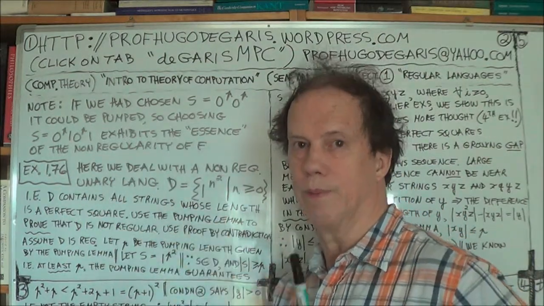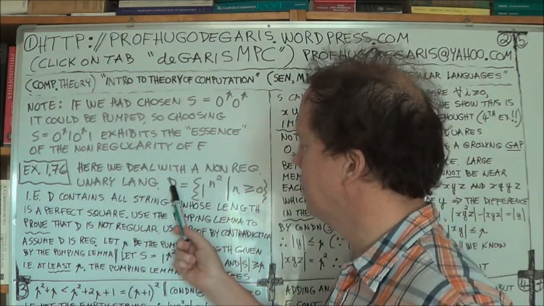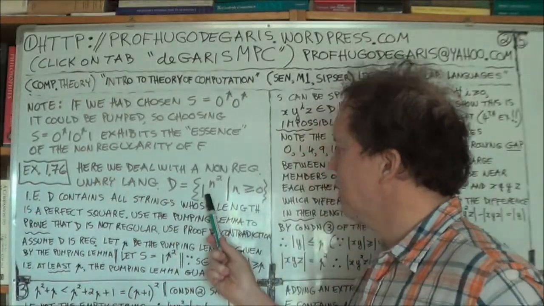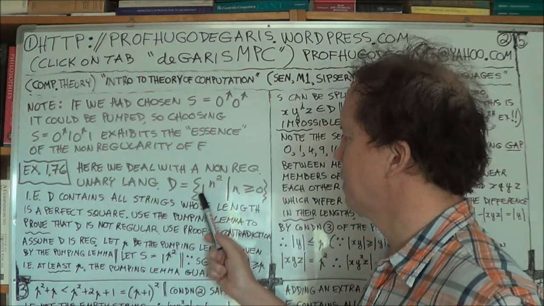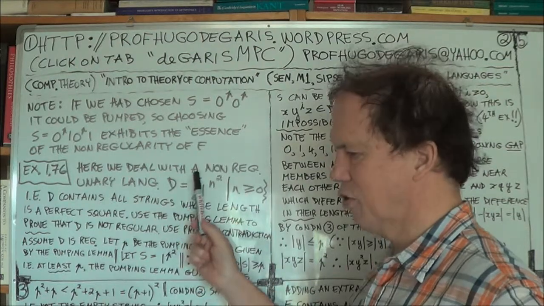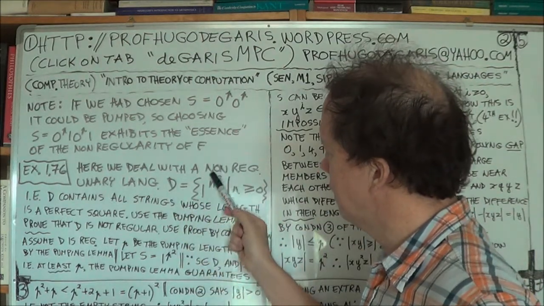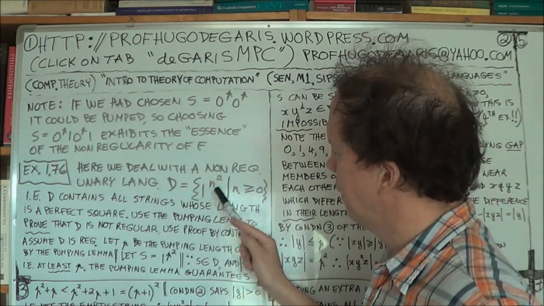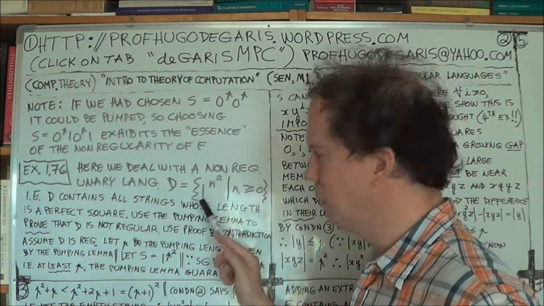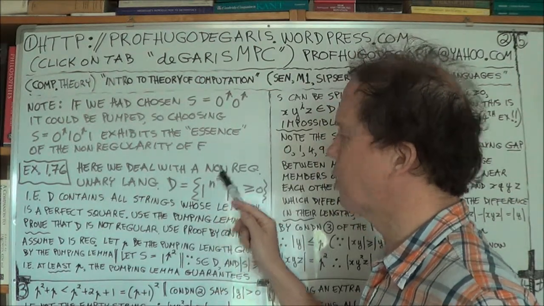There's only one symbol in its alphabet. So call it 1. So here's the language, D. Here's the one symbol in the alphabet. Let's just call it 1. And the property of the strings in this language is that their length is a perfect square. So the property of W is that W is of the form 1 to the power n squared.